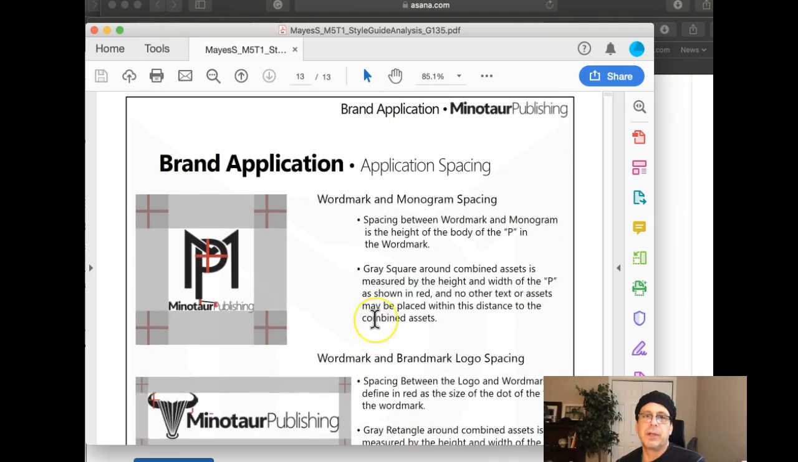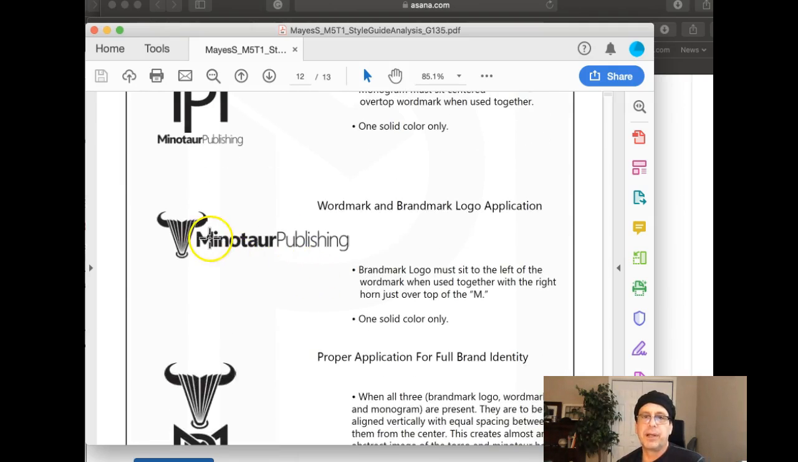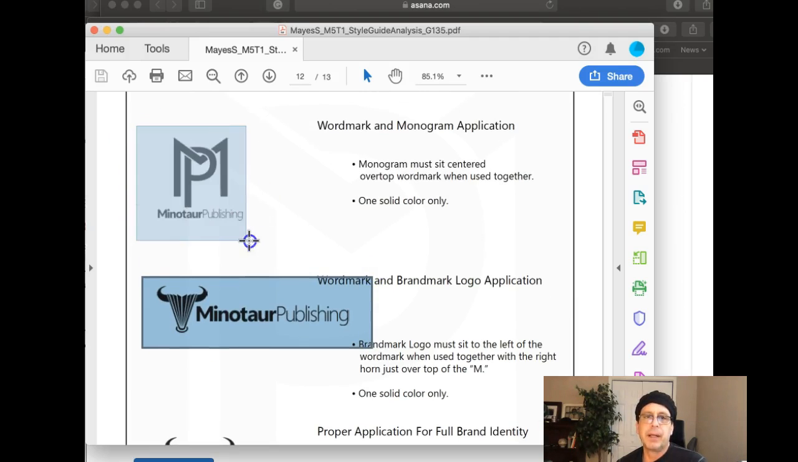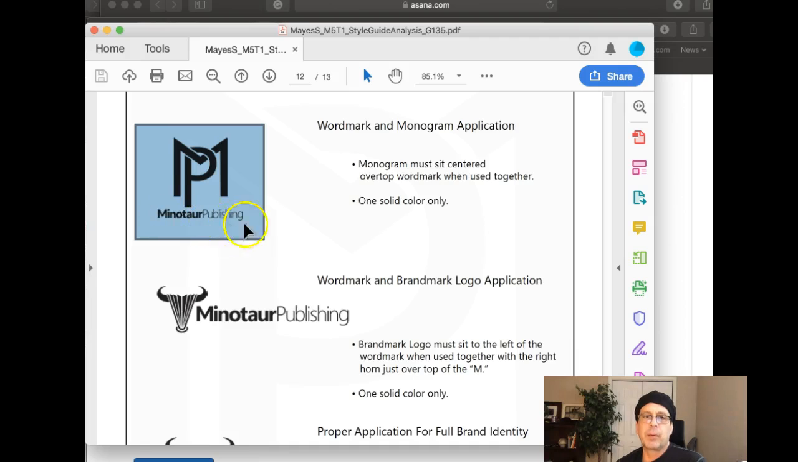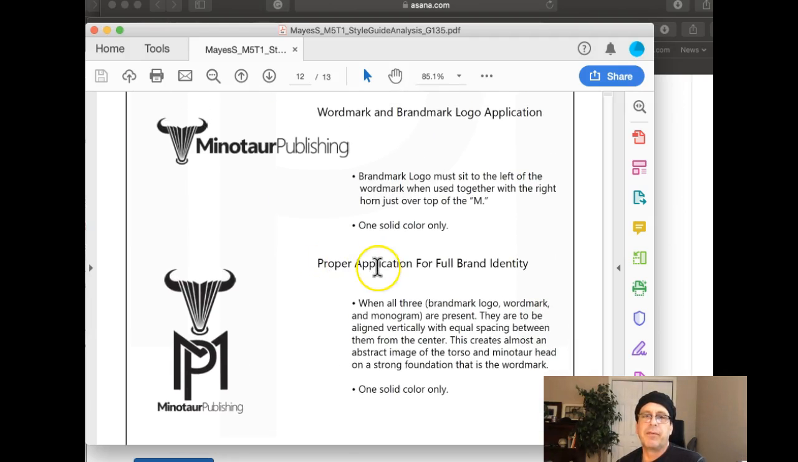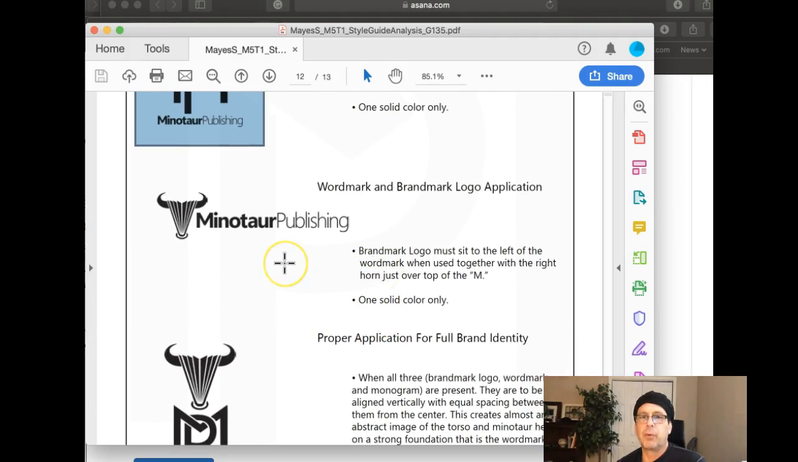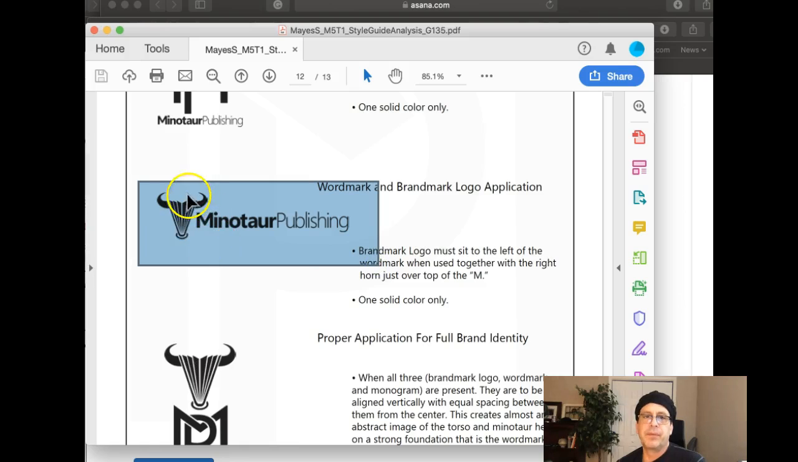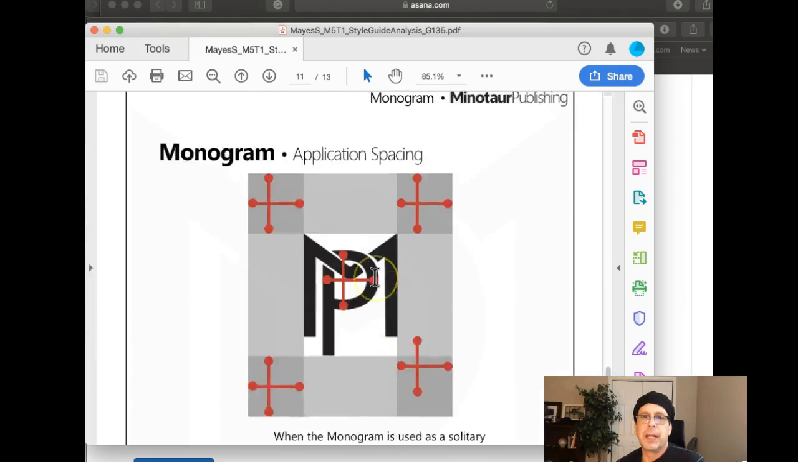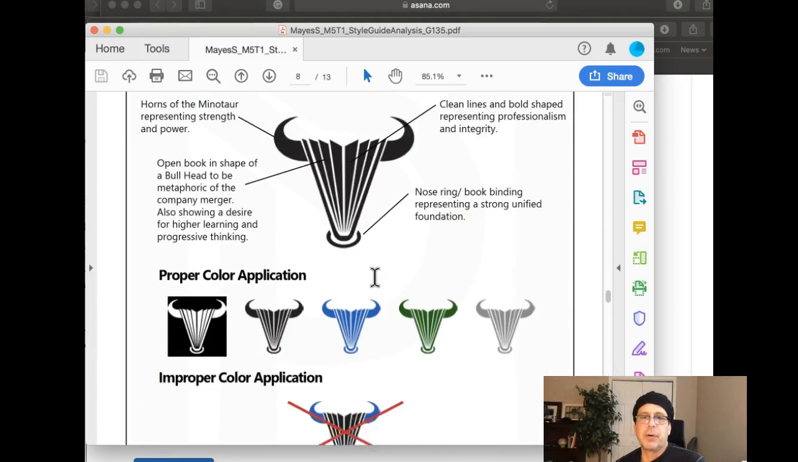Definitely. So you have the word mark, just Minotaur Publishing. You have the logo, Minotaur Publishing with the bull. You have the monogram with the word mark below. So that covers word mark, monogram, and then your entire logo being this brand mark with the word mark to the right hand side. Okay, and you've done a good job going through here.